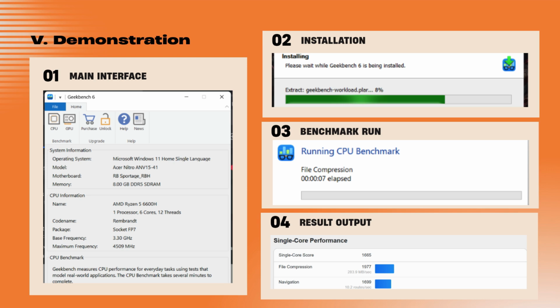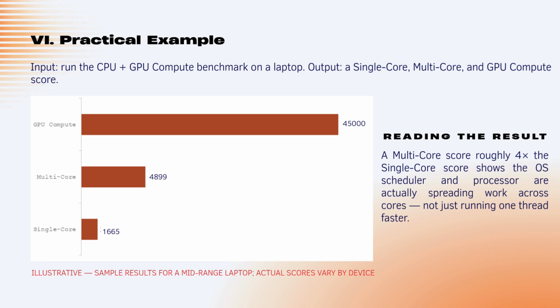Demonstrations and practical example. During the demonstration, the user simply installs Geekbench, runs Geekbench, and waits for the result. The output includes the single-core, multi-core, and GPU compute scores. For example, if the multi-core score is about 4 times higher than the single-core score, it indicates that the operating system and processor are efficiently distributing work across multiple cores instead of relying on only one core.